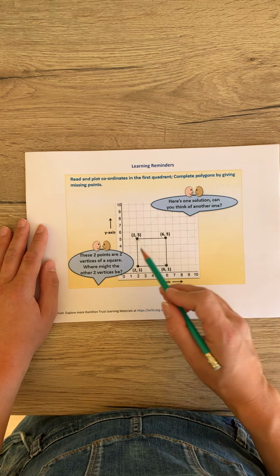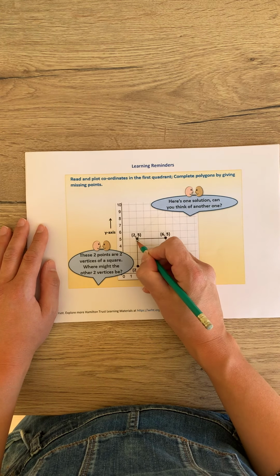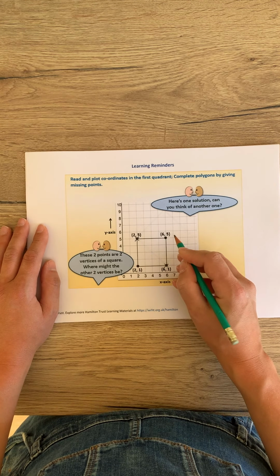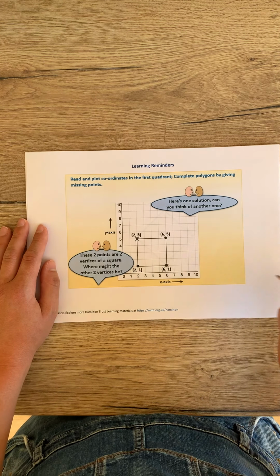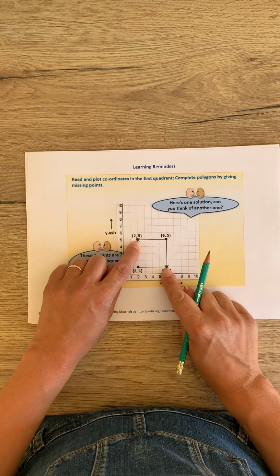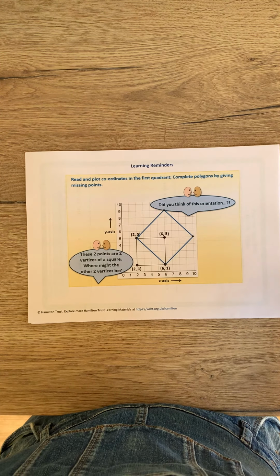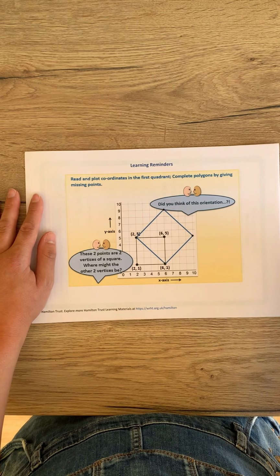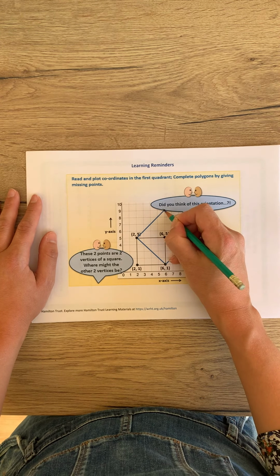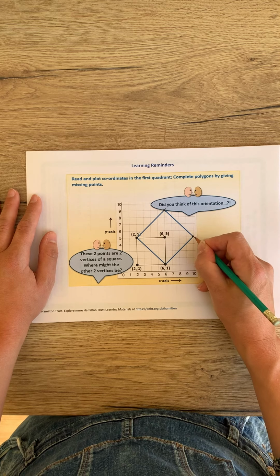There is another solution, which is on the next page. So again, given these coordinates, this is one way of making a square. There's another way using these 2. Can you think what it is? Well done if you imagined the shape like this, in a different orientation, with the coordinates here and here.